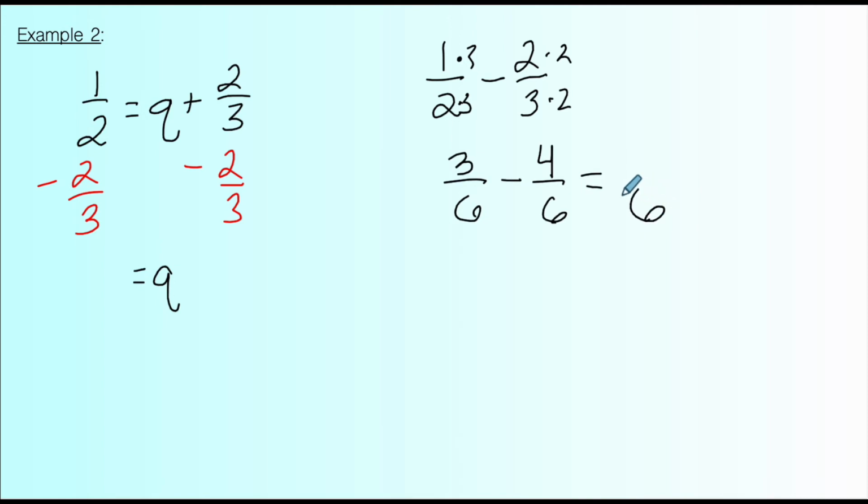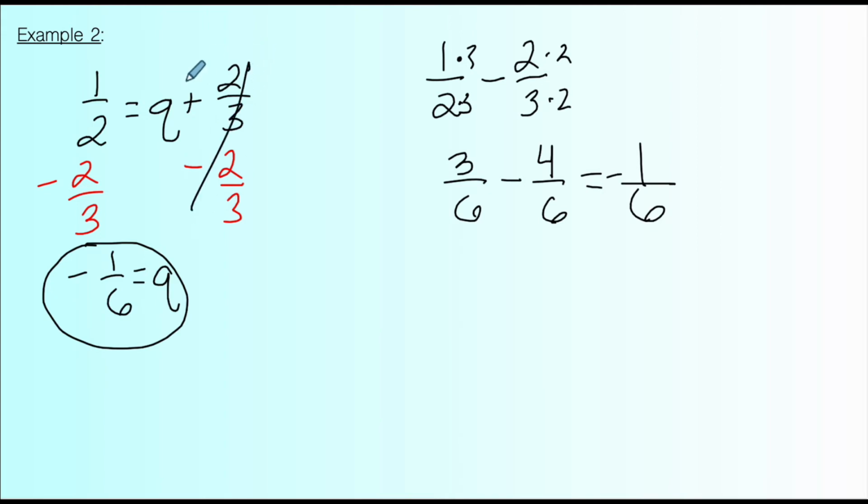The denominator stays the same. 3 minus 4 is -1. So there's my answer here. -1/6 is what q is equal to. And that would be the solution to my equation. So I used inverse operations, canceled that out, did the same thing to this side, had to do a little work over here on the side just to get common denominators and subtract, and there we go.